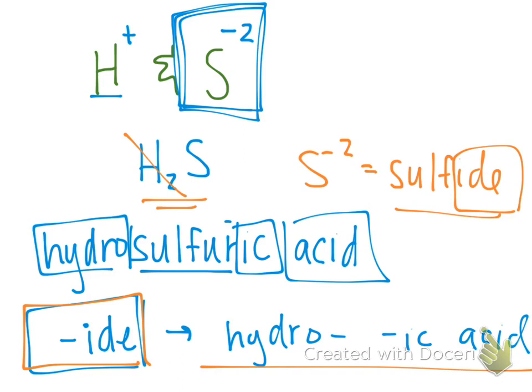Okay, is that making some sense or not so much? Okay. So hydro-ic means it's got to be just a binary acid, hydrogen and one other element. Okay? Let's try a couple here on your own.